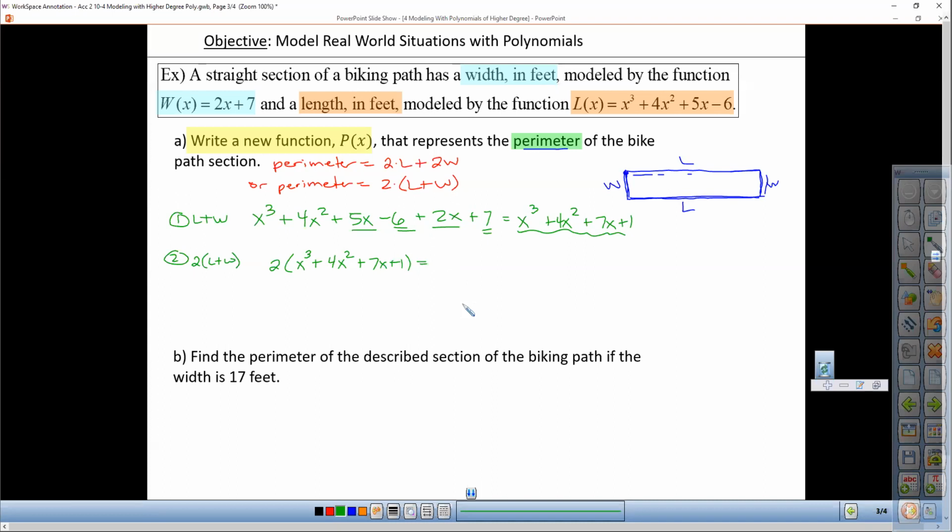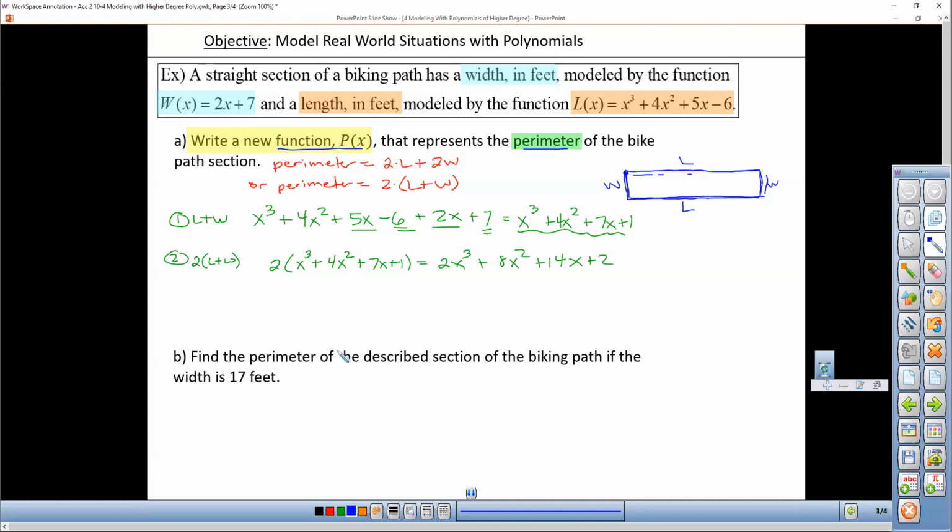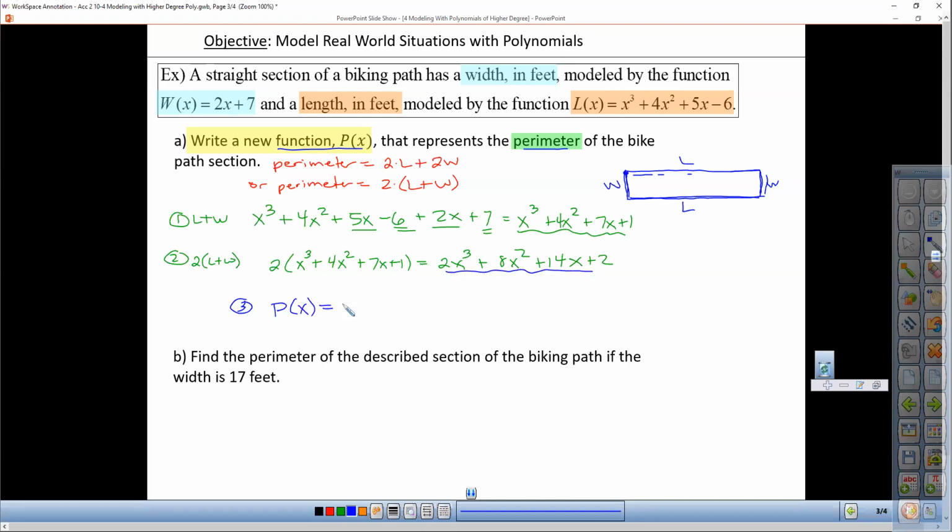And you should always write your functions in their standard form, which means you have to do all the math. So this is 2x cubed plus 8x squared plus 14x plus 2. Now remember how we were writing a new function given a name of p of x. So I want to make sure my answer starts with p of x equals, and I'll use what I had here. So p of x equals 2x cubed plus 8x squared plus 14x plus 2. Like so. There's part A.